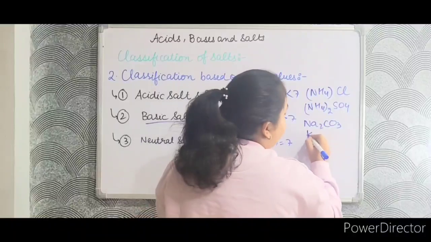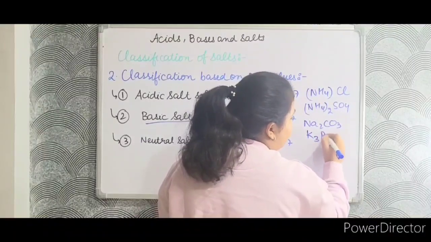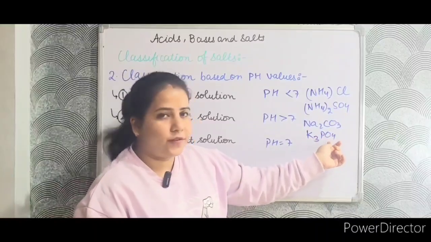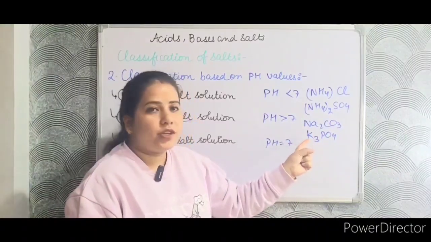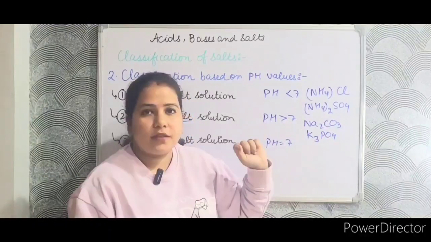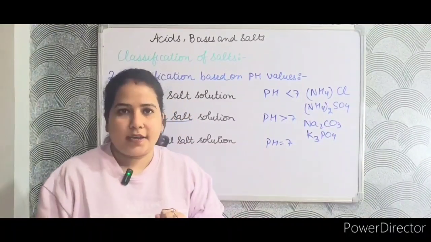And another example of basic salt solution is K3PO4, potassium phosphate. It is formed by reaction of KOH, which is a strong base, and H3PO4, which is a weak acid.